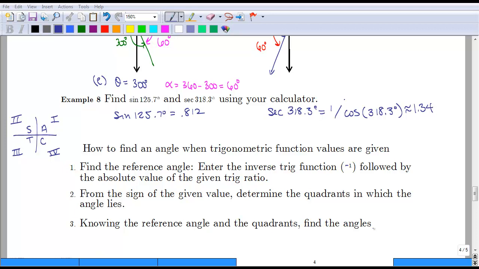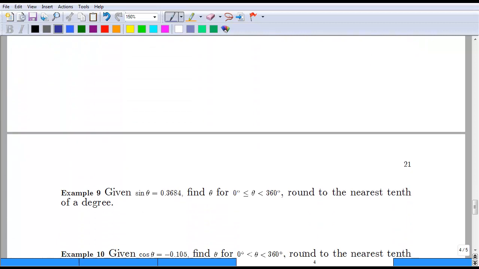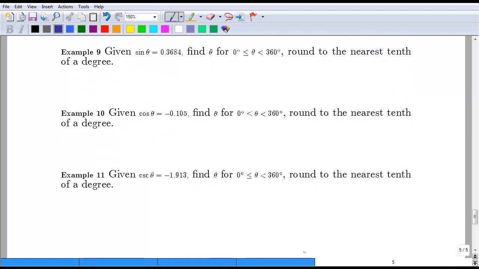And so we're going to get 2 answers for each one of these if we're working backwards. If we're given a ratio, we can go backwards and we're actually going to find 2 angles that would produce that ratio. And then knowing that, we're going to find the 2 angles, one in each of the quadrants we found, and those are going to be our answers. So let's look at an example. Anytime we are given sine theta or cosine theta equals a number and asked to find theta, anytime we see this word find theta, we know that we're going to have to go through this process.